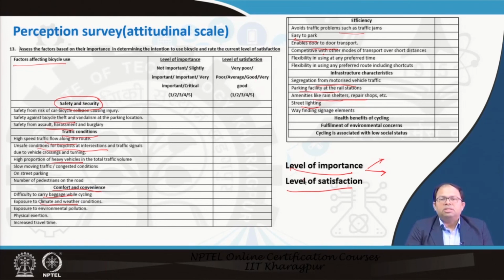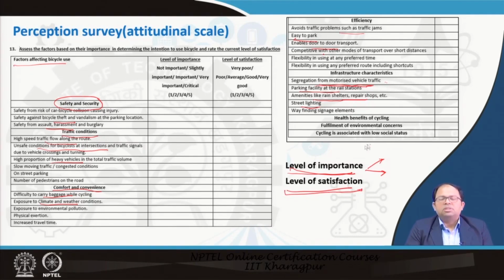Things which are not present right now cannot be recorded. So if there is no segregation from traffic, that means there is no bicycle lane, then we cannot give a satisfaction rating for that. Similarly, if there are no amenities like rain shelters, we cannot give any rating for that, but we can give an importance rating. So both of these perceptional surveys, the importance of a particular factor and a person's satisfaction with that factor, are important, and this is captured in this part of the survey.